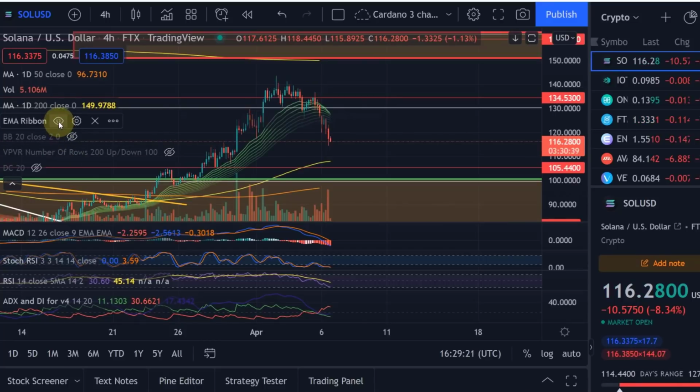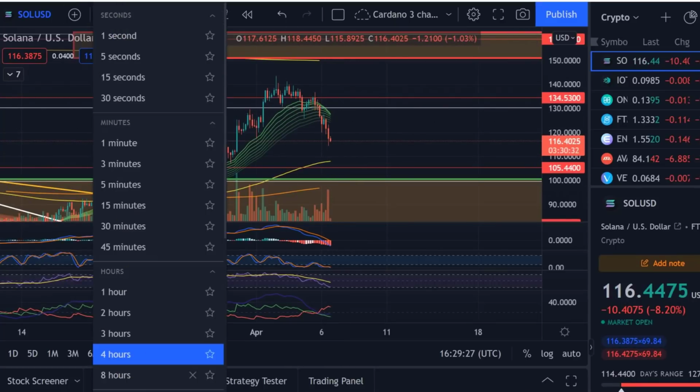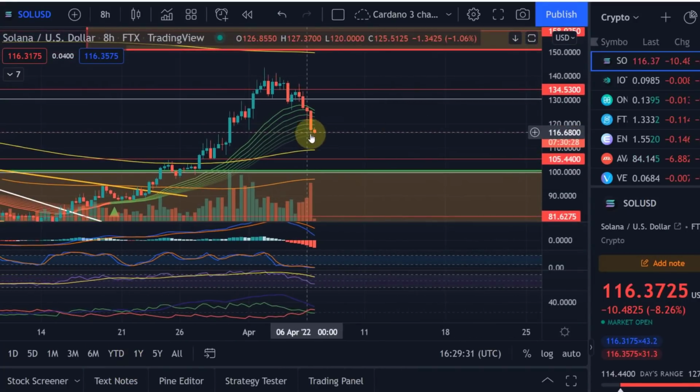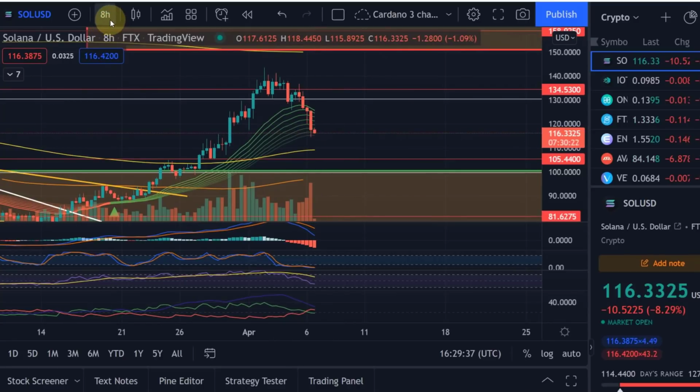Let's take a look at the EMA ribbon. Where is that? So on the 4-hour chart, we dropped below the EMA ribbon. I think we're going to see a short signal here shortly when they all cross to the downside. The reason why we probably find currently a little bit of support here is that this is the last support level on the 8-hour chart EMA ribbon.